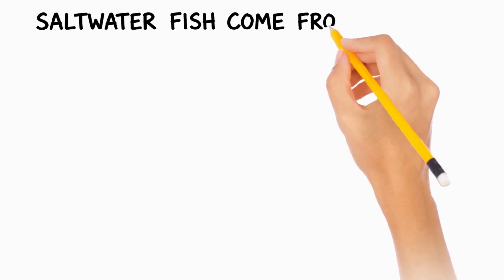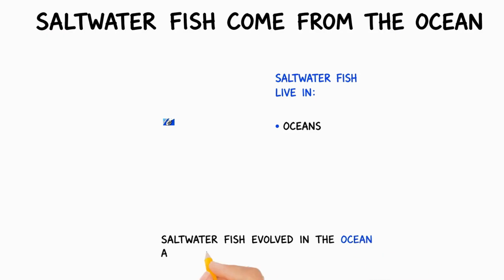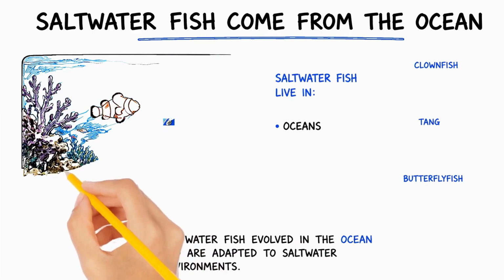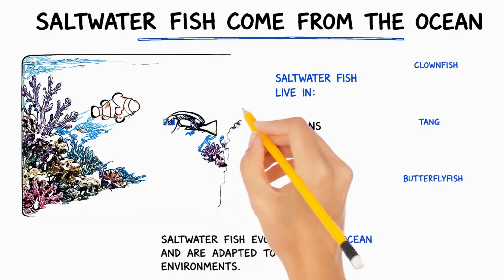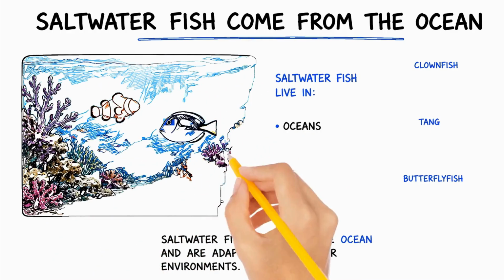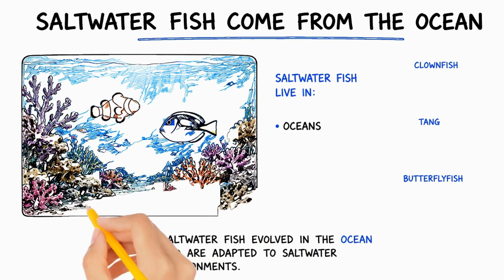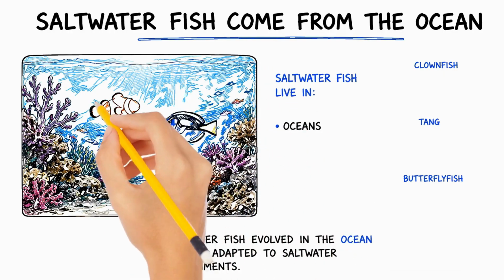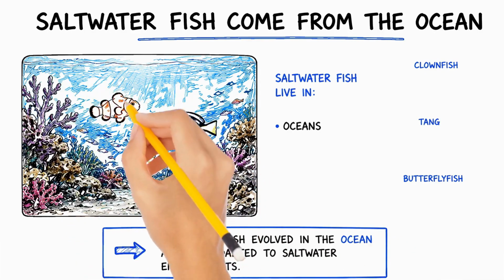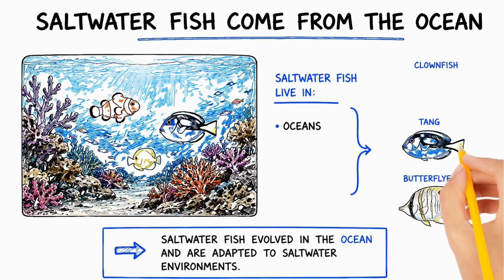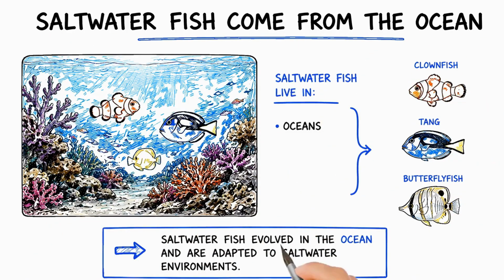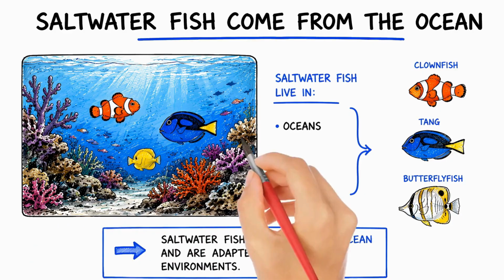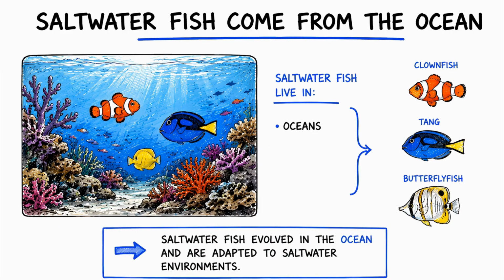Saltwater fish come from the ocean, one of the largest and most diverse ecosystems on Earth. Fish like clownfish, tangs, butterflyfish, and many others have evolved to live in seawater. Unlike freshwater environments, the ocean contains a high concentration of dissolved salts, and marine fish have adapted to those conditions over millions of years. Many saltwater aquarium fish come from coral reefs, where they live among corals, rocks, and countless other marine creatures. Because their bodies are designed for life in saltwater, they depend on the correct salinity to stay healthy. A saltwater aquarium works by recreating a small piece of the ocean, allowing these fascinating marine animals to thrive.